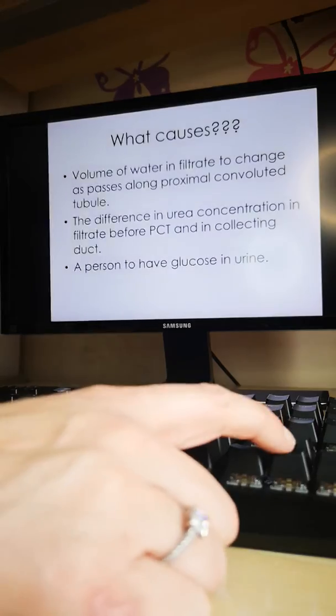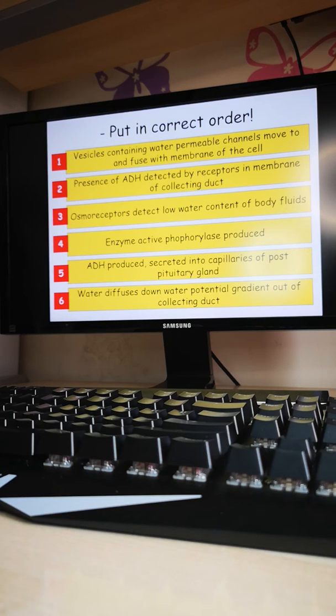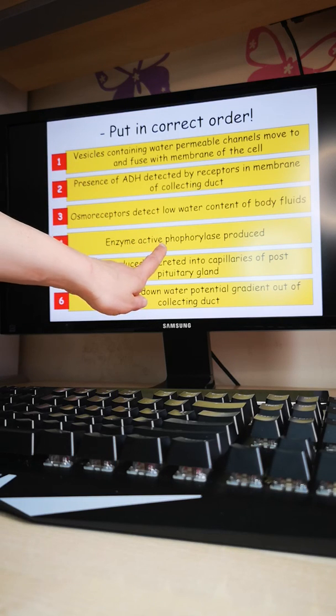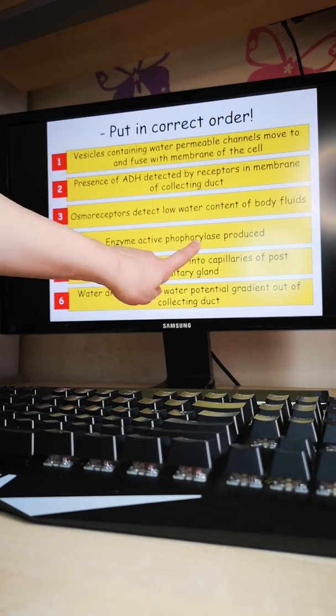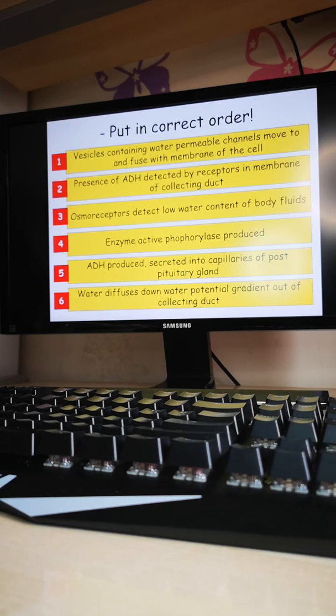Right, so the last one is a bit of an order activity. Could I ask you to have a read through these and then pop them in the right order for me, and then I'll go through. Okay, so slightly different. We're giving you the name of the enzymes. This is off spec, so you don't need to learn it, but it is the name of the enzymes that are involved in causing the vesicles to move to the membrane.